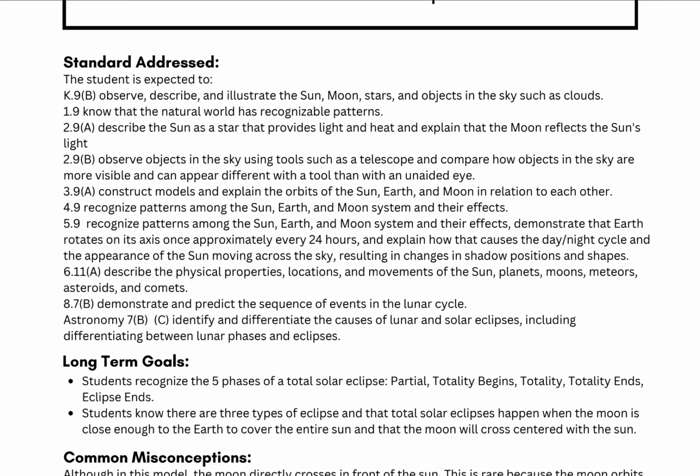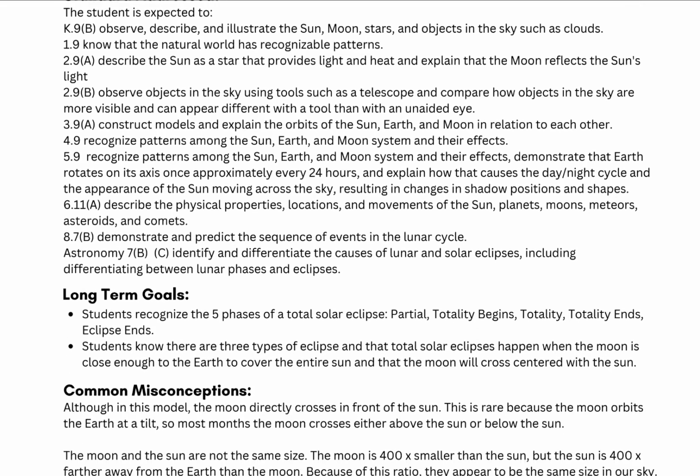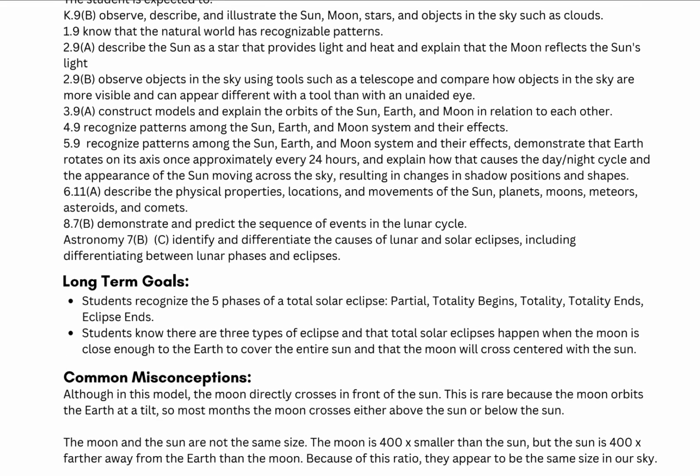We also have long-term goals. So what you want students to recognize: the 5 phases of the total solar eclipse. And then for students to know that there are 3 types of eclipses, and that the total solar eclipse is the one that happens when the moon is close enough to Earth to where it appears to entirely cover the sun. We also have a couple of misconceptions that are listed.